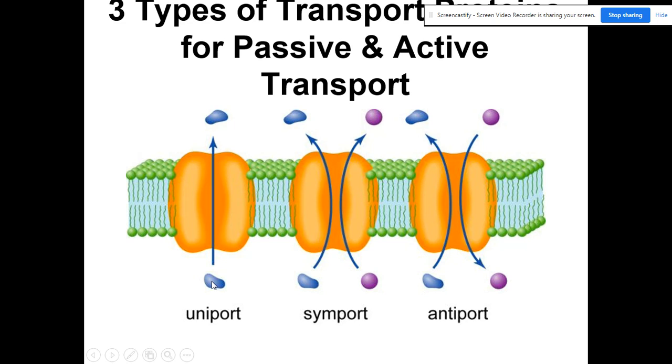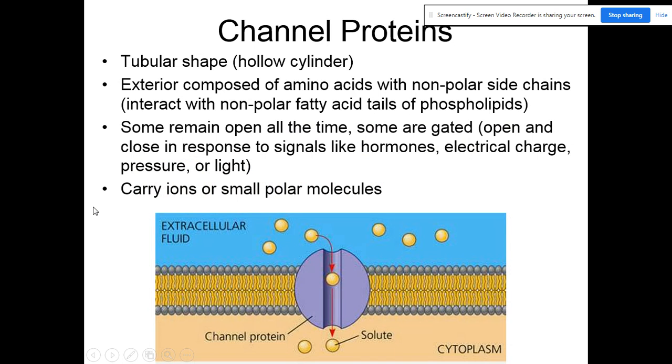If you're moving just one molecule, it's called uniport. If it's two molecules and they're both moving in the same direction, it's symport. If they're two molecules moving in opposite directions, it's antiport. So that's some good terminology to know.